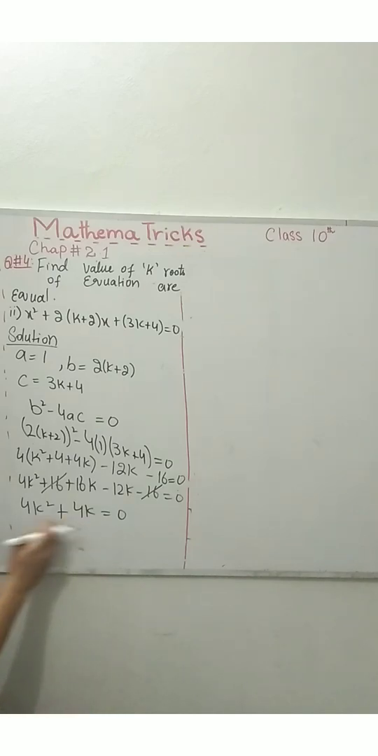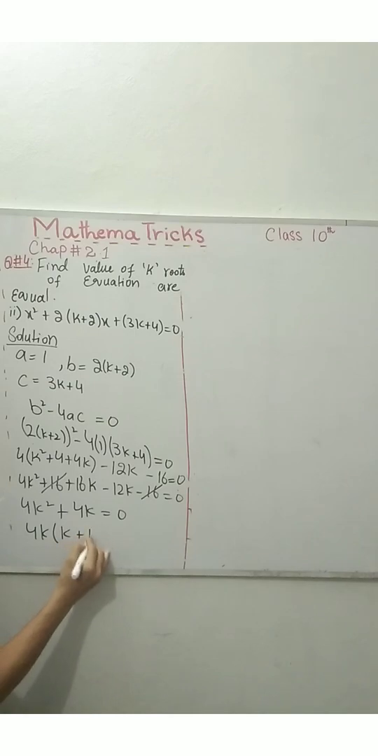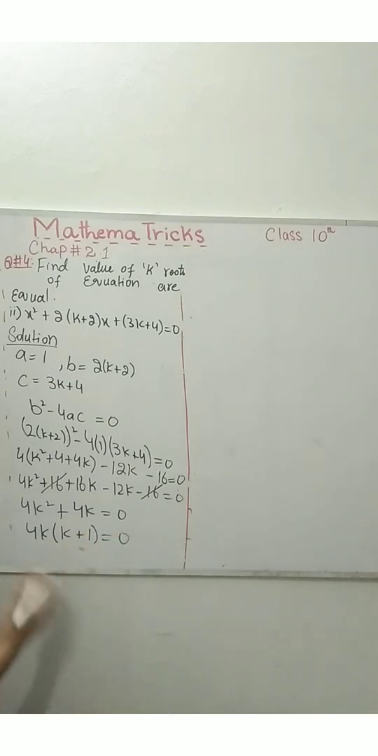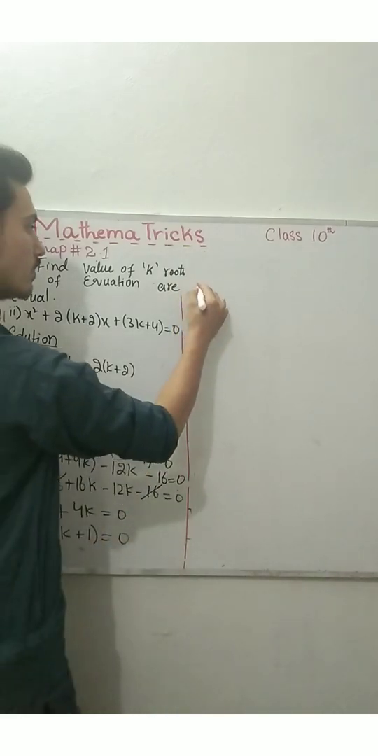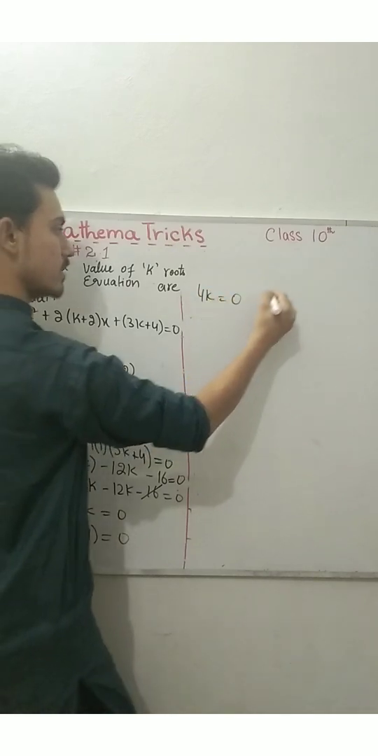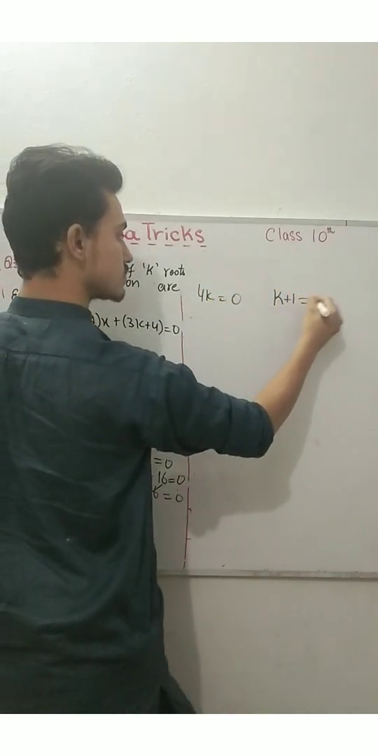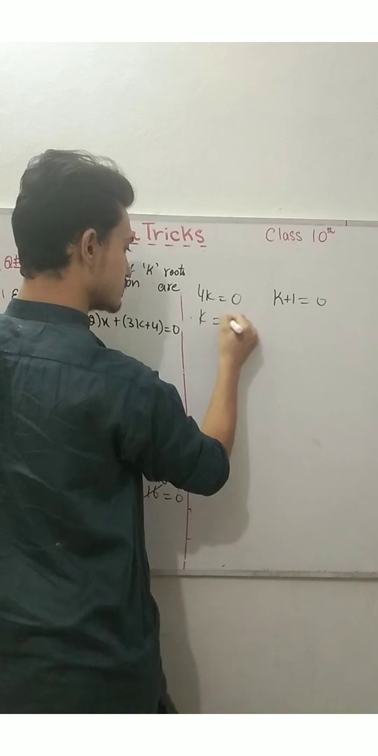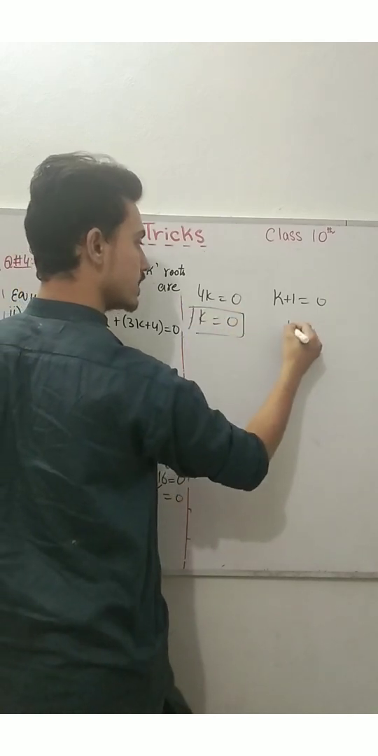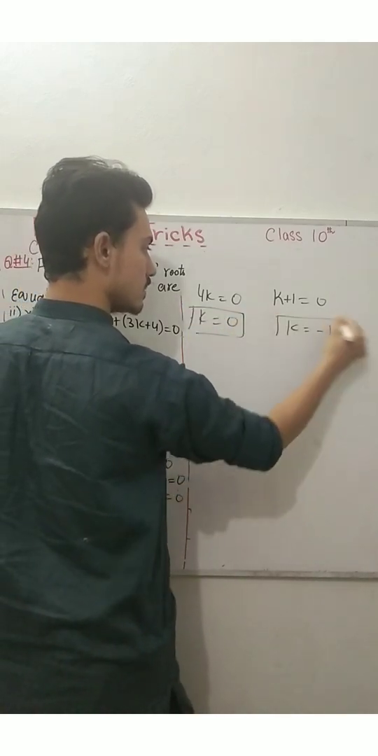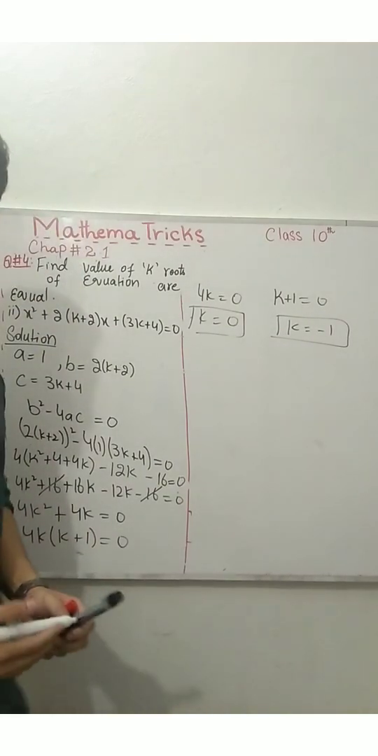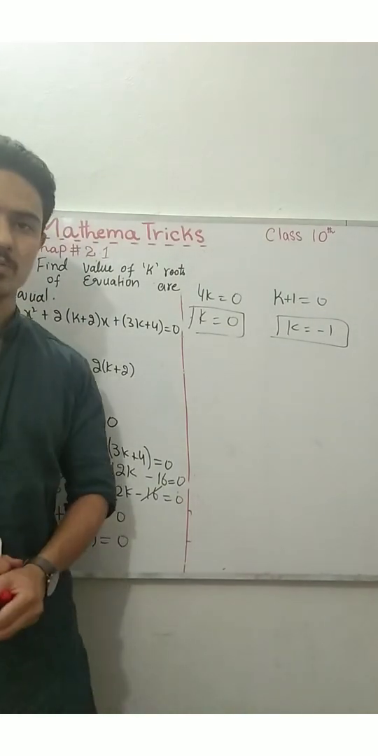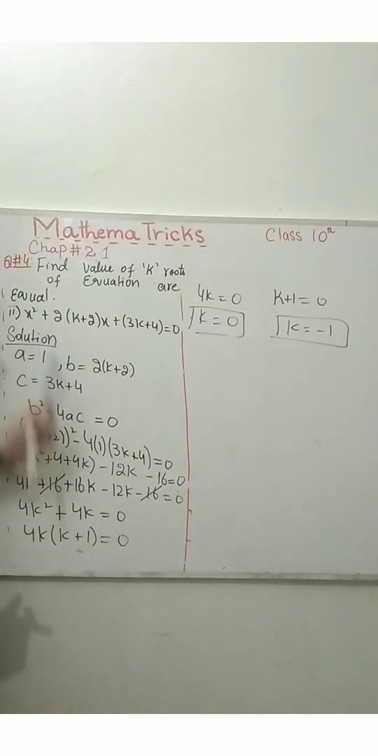Is there anything common in both of them? Yes, 4k is common. What is left? k plus 1 equals 0. Let's separate out: 4k equals 0, and here k plus 1 equals 0. I got k equals 0, and I got k equals minus 1. That's how you find the value of k. These are the values, 0 and minus 1, for this equation.